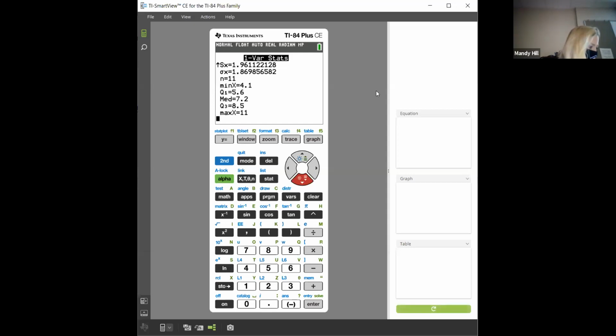We need to talk about, is everybody okay with that? Standard deviation. Which is something else we can do on our calculator, but I'm going to show you how to do this.